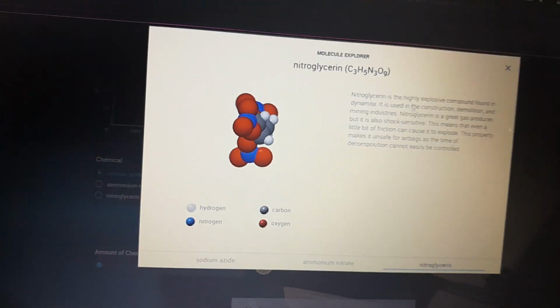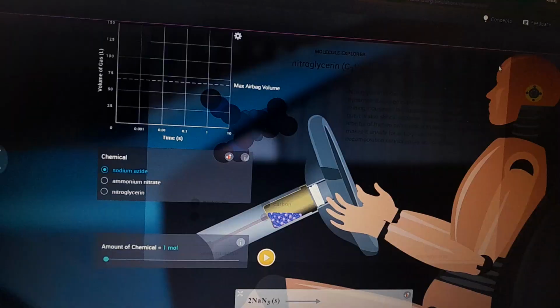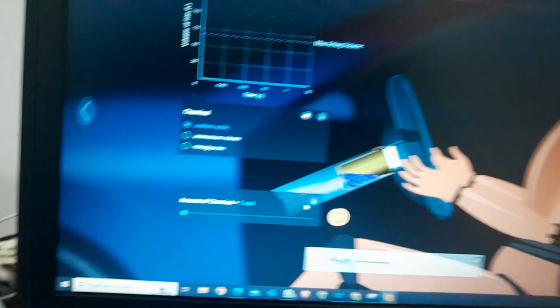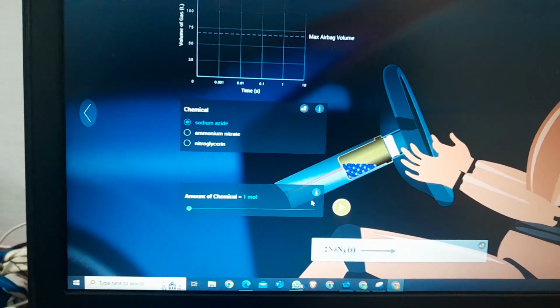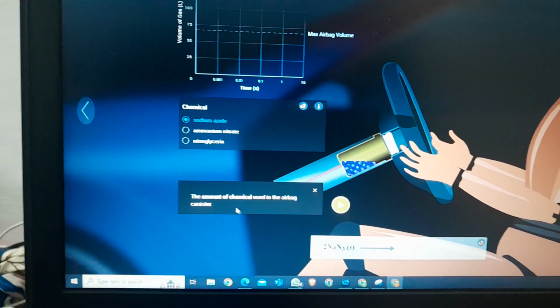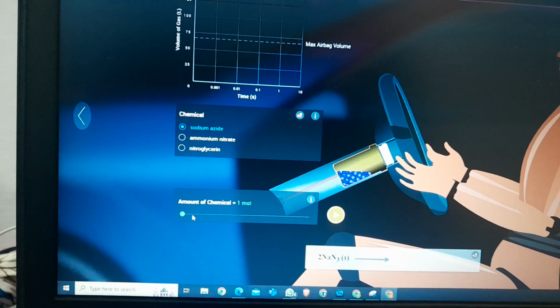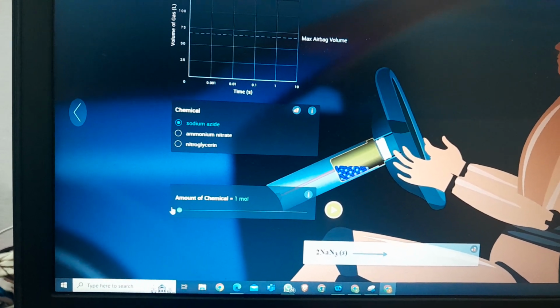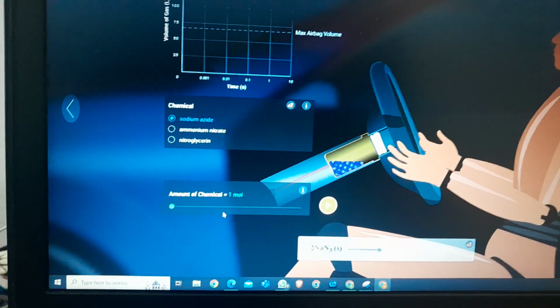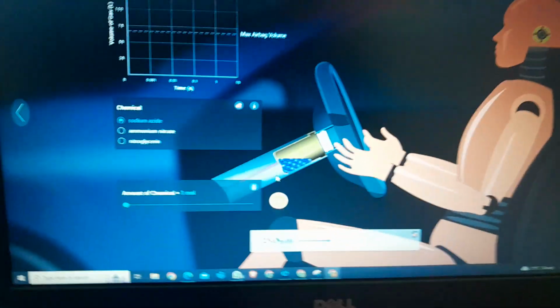Yeah, so okay, now we will just go. Now, the amount of chemical, they have taken 1 mole only. So this is the amount of chemical they've used. I don't know, but I think this slider doesn't work, because when I try to drag it, it goes back to its old amount. So now let us try it.